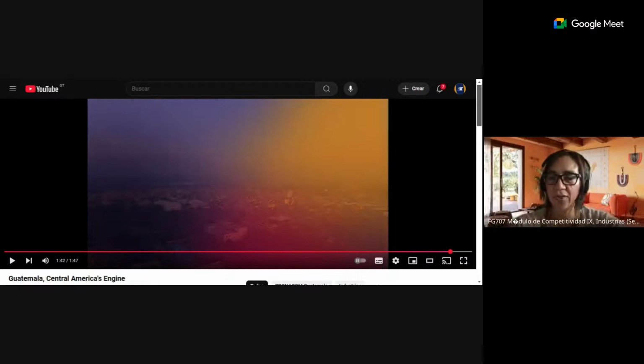We have different ports, like Puerto Quetzal and Puerto Santo Tomás de Castilla, that are the ports that have all these products that we import and export to different parts of the world. Also, our country, for the location, is really attractive to people. And we have some numbers for you, because we're going to compare Guatemala with El Salvador, Honduras, Nicaragua, and Costa Rica, and you will see why Guatemala has a better situation than the rest of the countries in Central America.